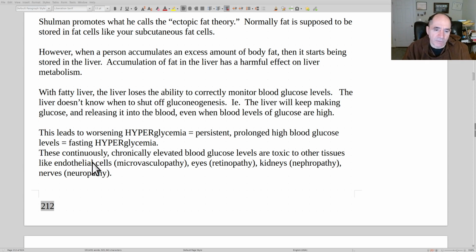And this includes endothelial cells, so they get damaged and cause what's called a microvasculopathy, and they especially will occlude the little arteries in the foot, and that's why diabetics get tons of amputations.